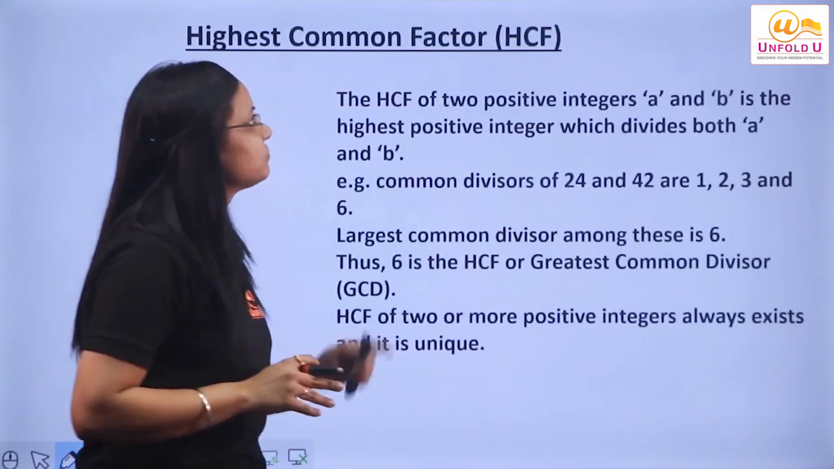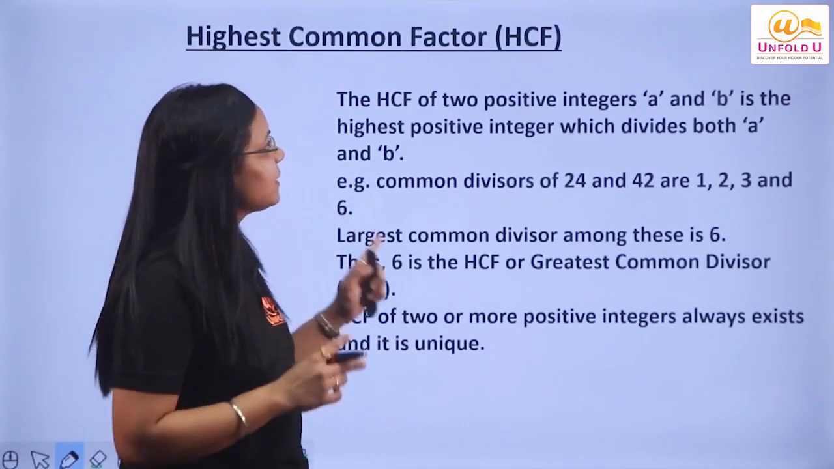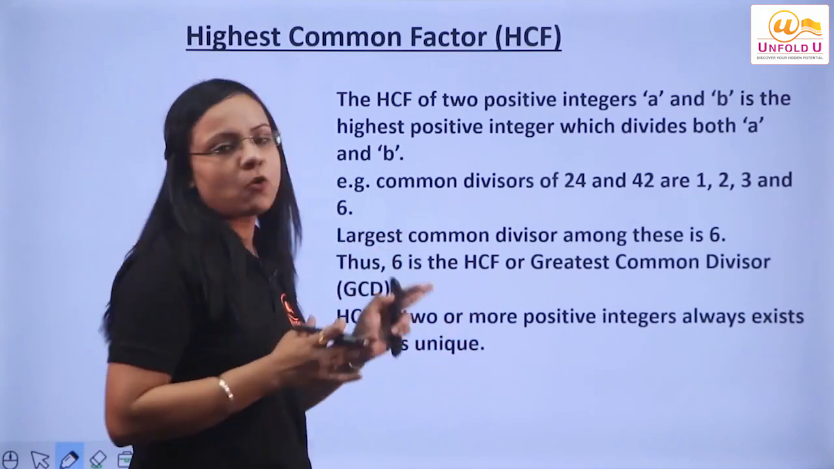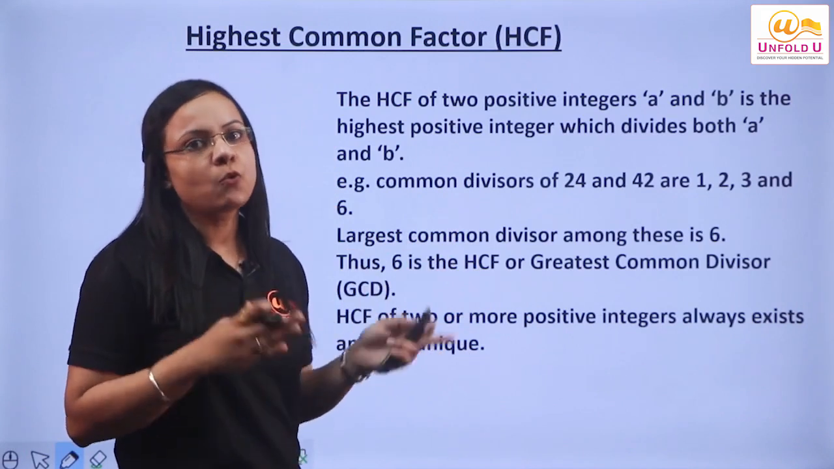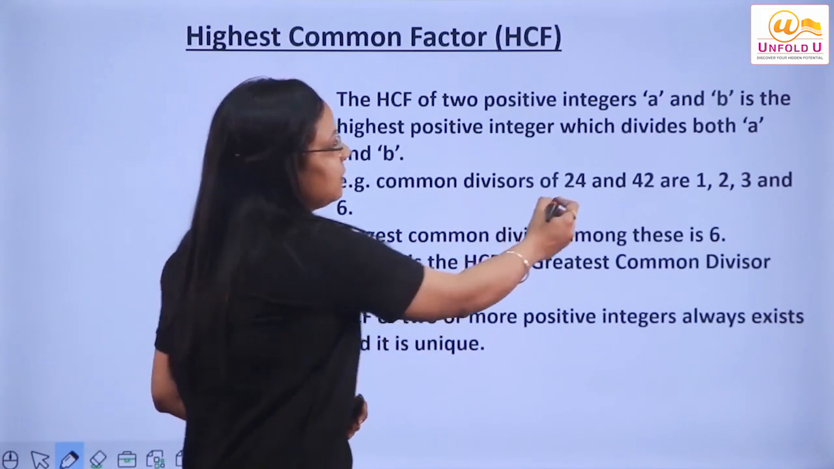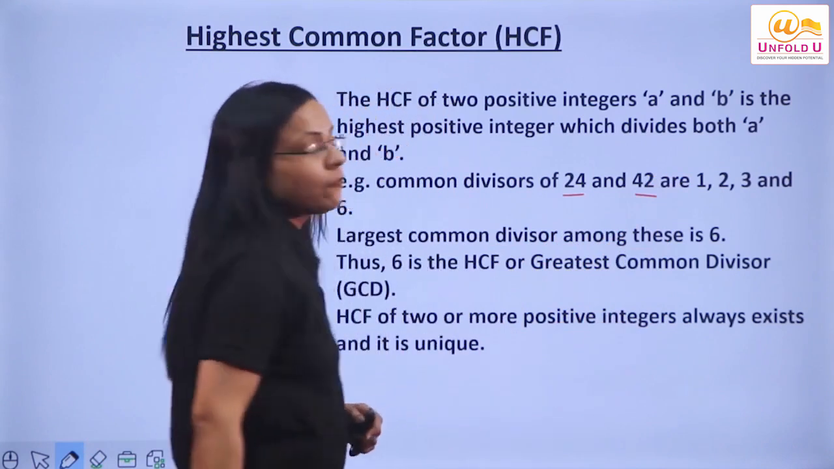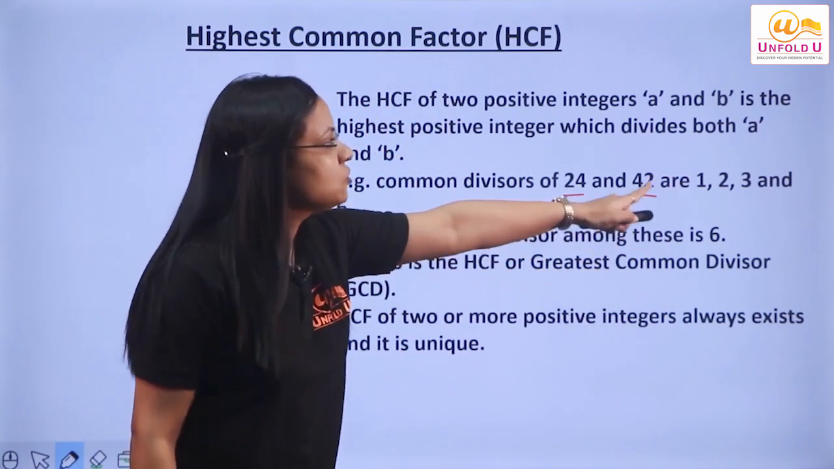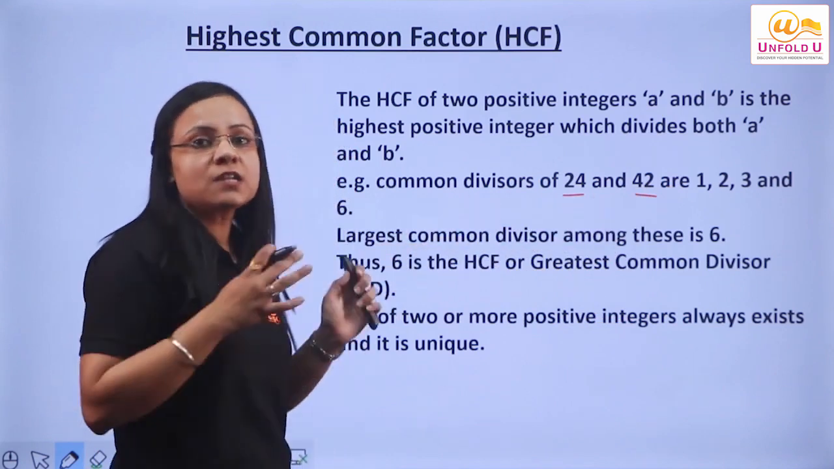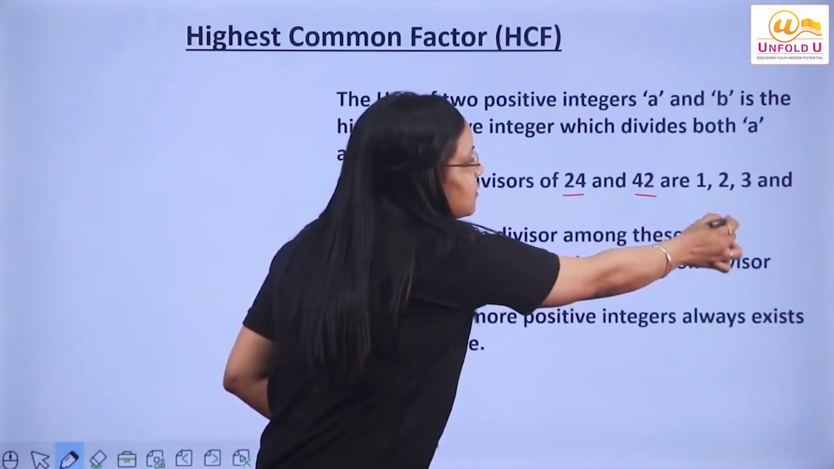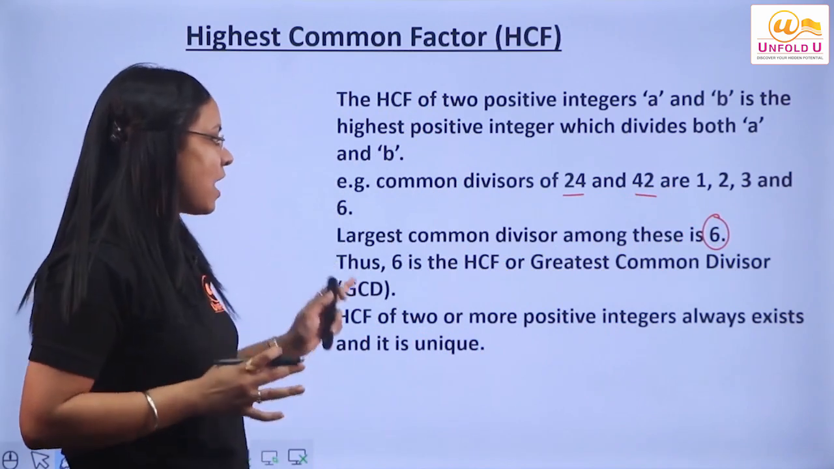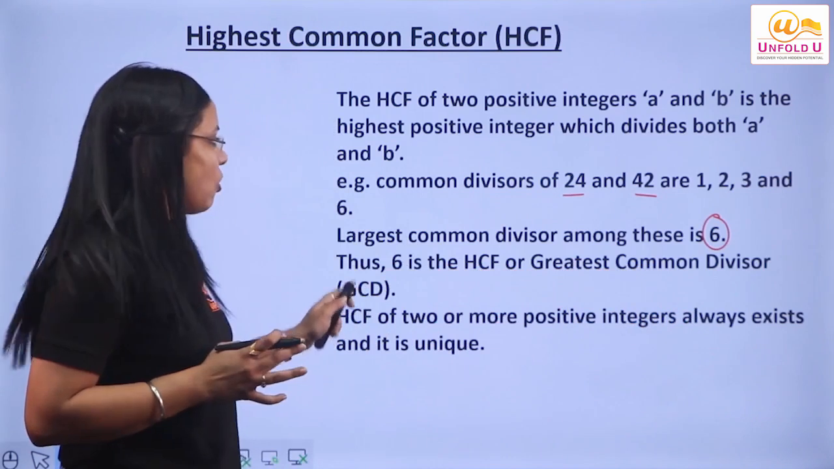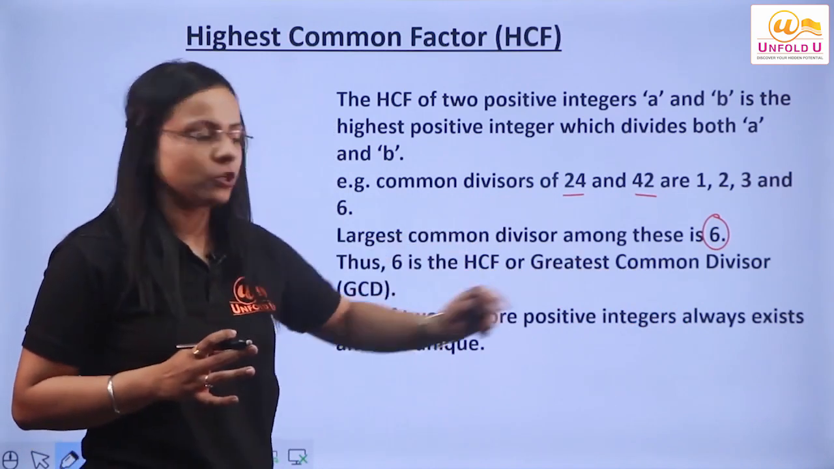Now next we have the highest common factor, which is HCF. The HCF of two positive integers, say a and b, is the highest positive integer that divides both a and b. For example, if we take 24 and 42, the common divisors of 24 and 42 are 1, 2, 3 and 6. The largest among these is 6. So we write that 6 is the highest common factor, or greatest common divisor, of 24 and 42.